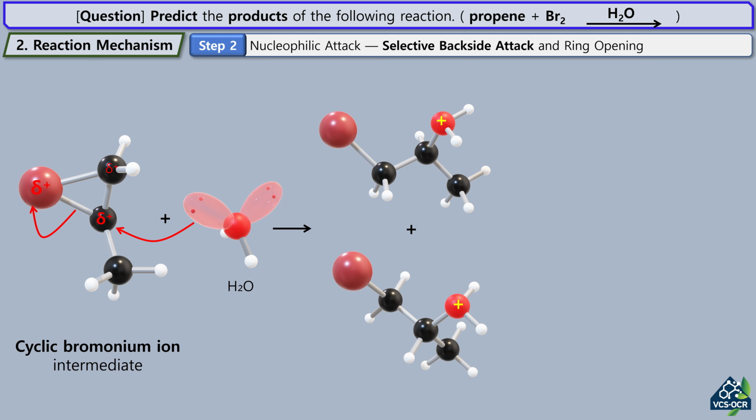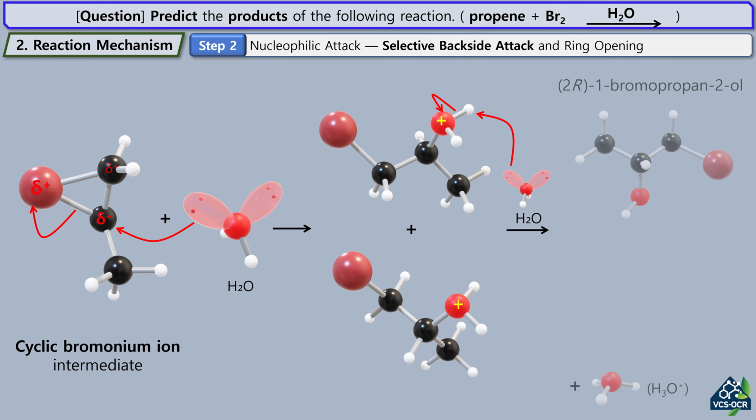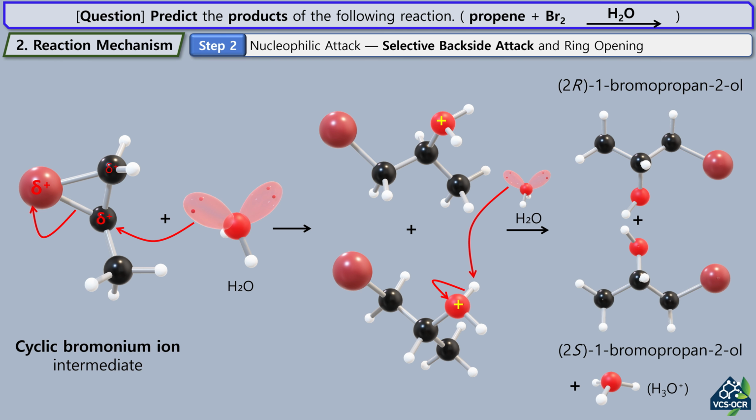After this attack, the oxygen is protonated, and a subsequent deprotonation step removes the extra hydrogen to give the neutral hydroxyl group at the more substituted carbon. Because water can approach the planar bromonium from either face for a prochiral substrate like propene, these pathways lead to both enantiomers and thus to a racemic mixture of the product, 1-bromopropan-2-ol. The bromine and hydroxyl groups are installed in the characteristic anti-orientation.